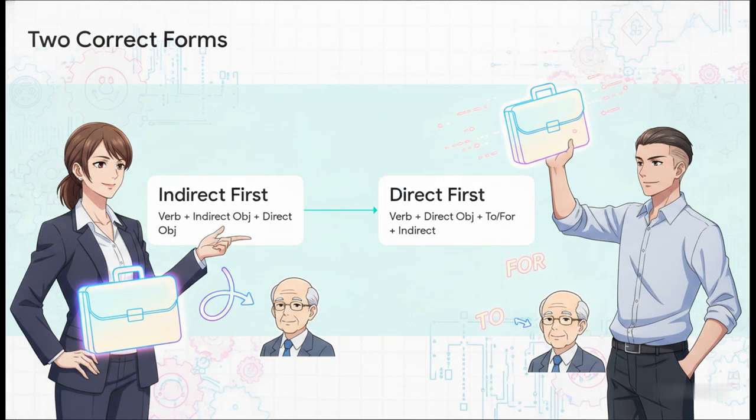Step 1, you can put the indirect object first without a preposition, like "The company offered my father a job." Or step 2, you can put the direct object first, but then you must use to or for, like "The company offered a job to my father." Both of these steps are perfectly correct and mean the exact same thing. Knowing both allows you to mix up your sentence structures in formal writing so you don't sound repetitive.